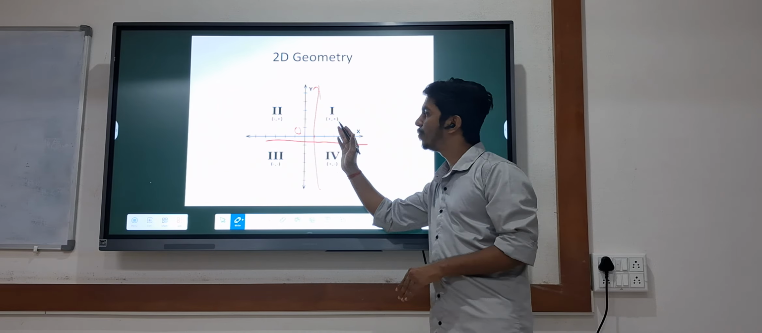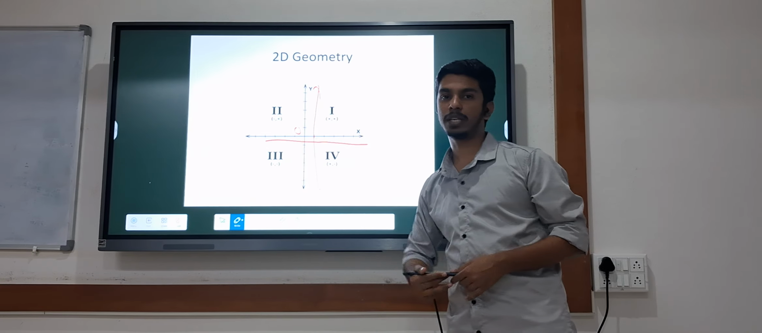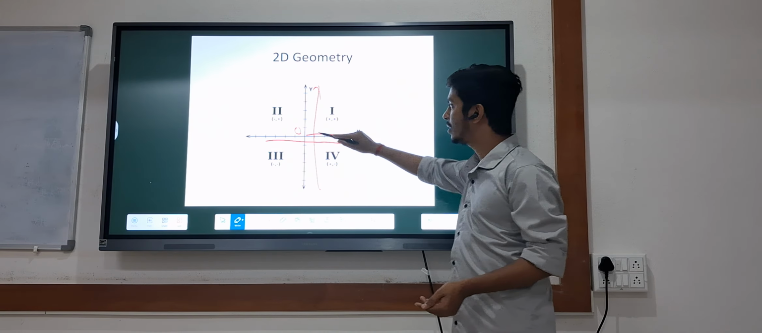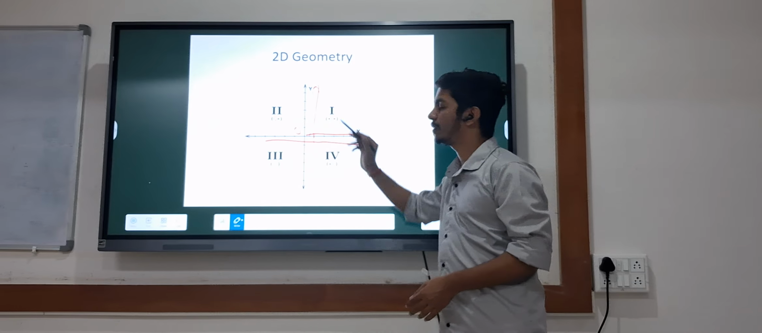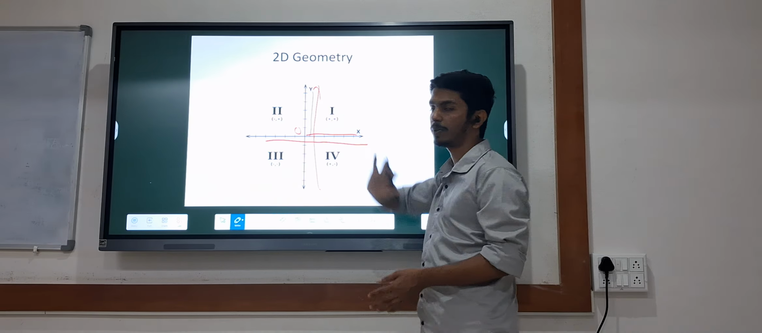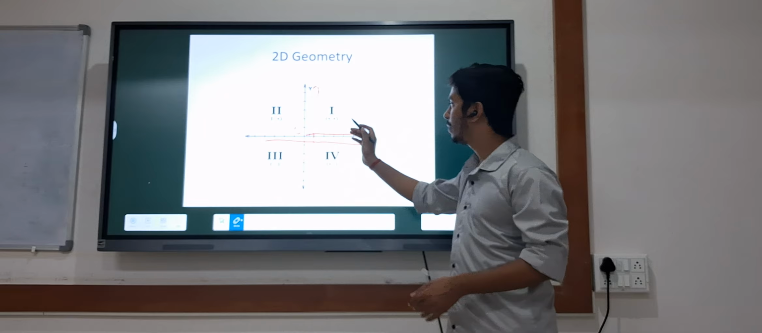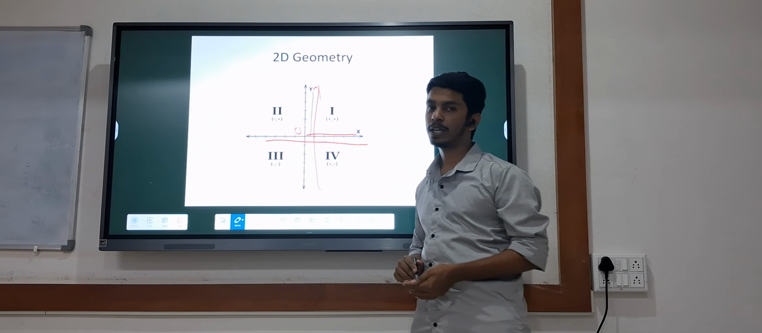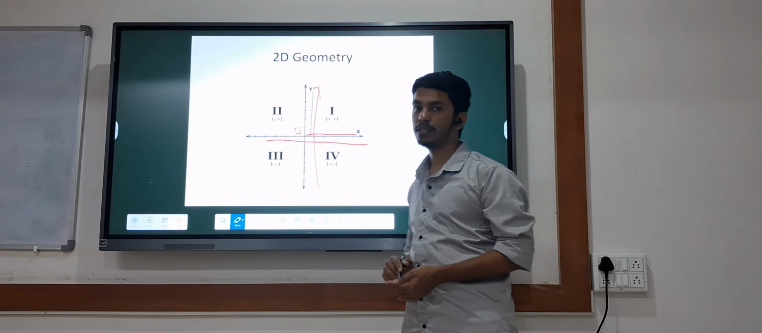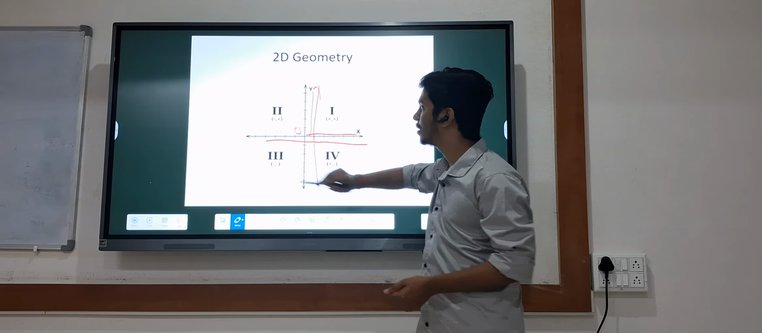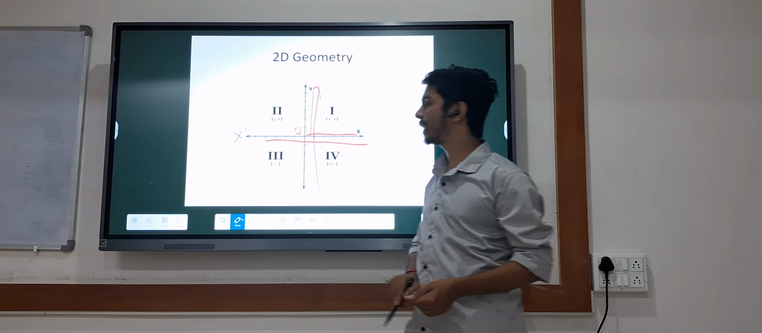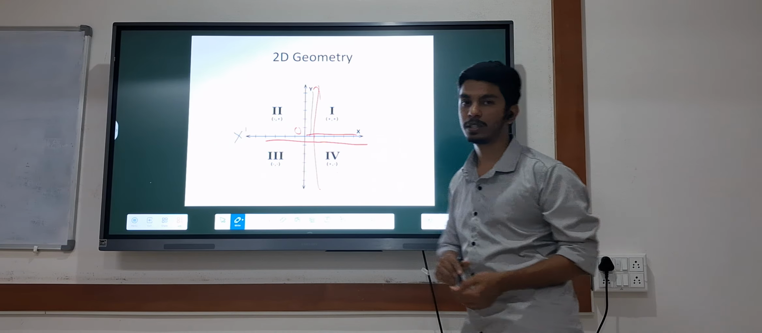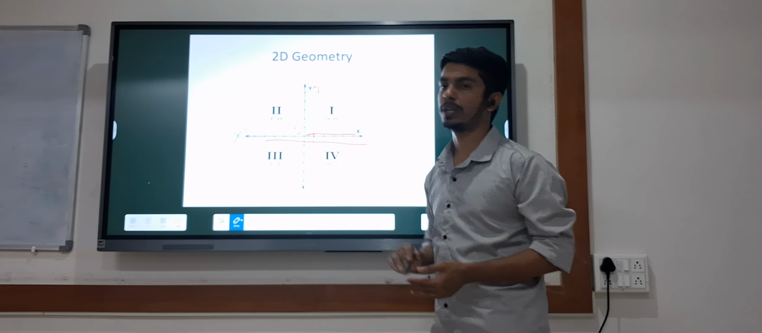And we have four quadrants in two-dimensional geometry. In the first quadrant, we have positive x-axis and positive y-axis. This position is the first quadrant. For the second, you have to move anti-clockwise. So this is the second quadrant. Here, negative x-axis and positive y-axis, so minus comma plus are the coordinates of the second quadrant.